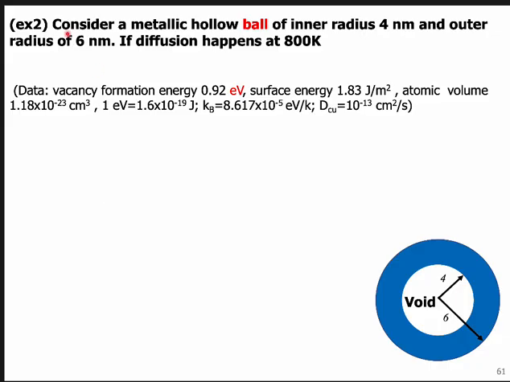And we still have question 2 here. The question 2 here is: consider we have a metal hollow ball. This is a hollow ball of inner radius 4 nanometers and the outer radius of 6 nanometers. And I will allow diffusion to happen at 800 K, which is a high temperature.